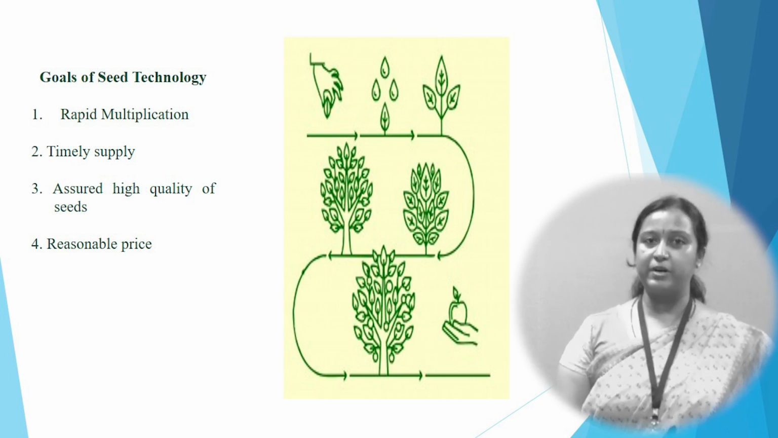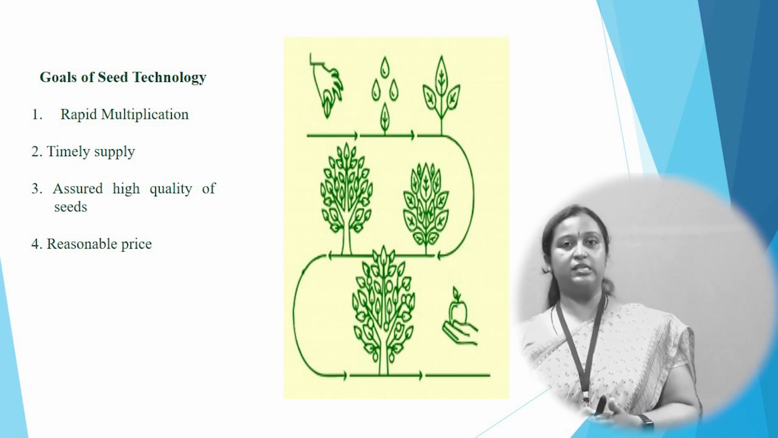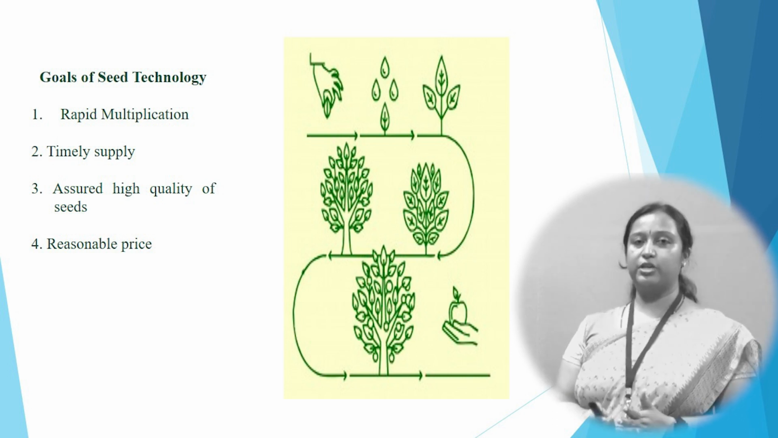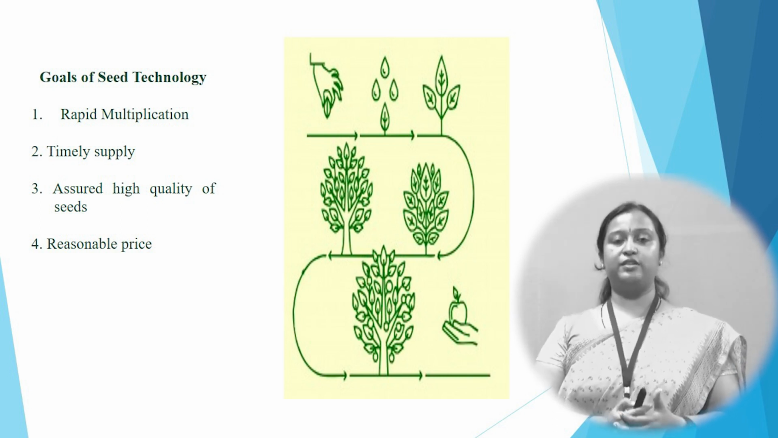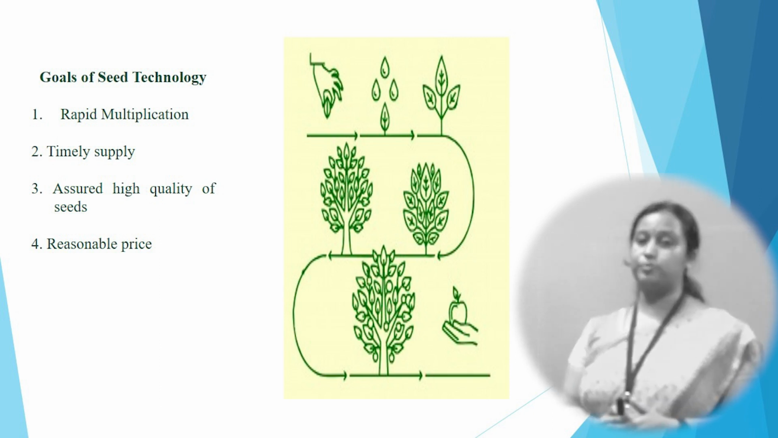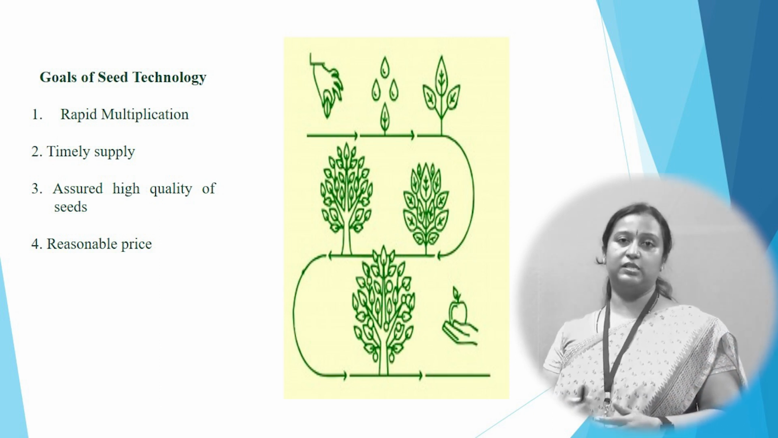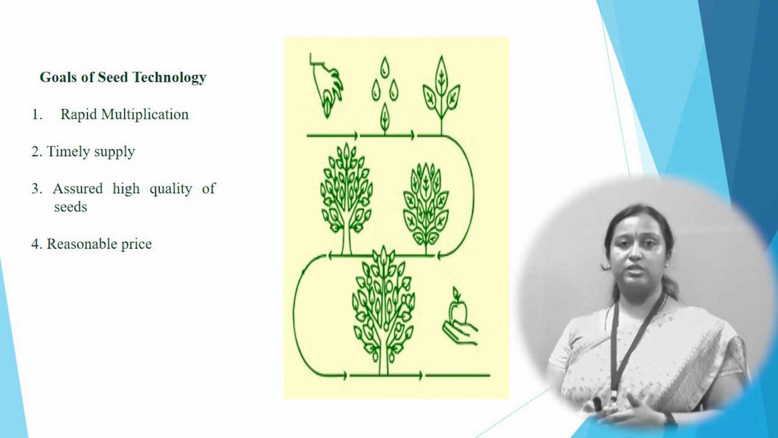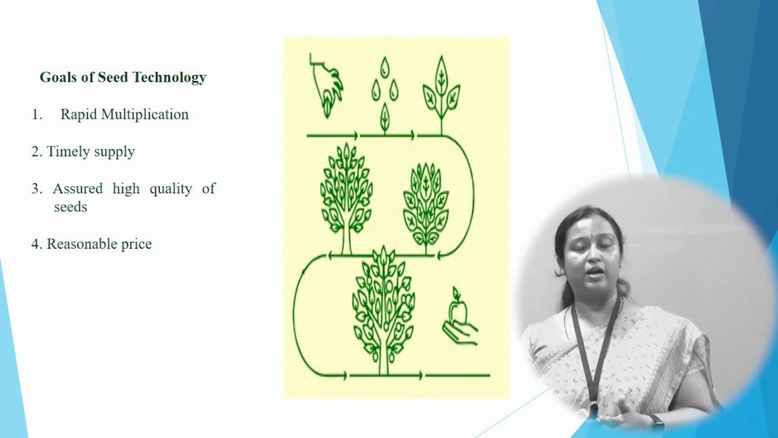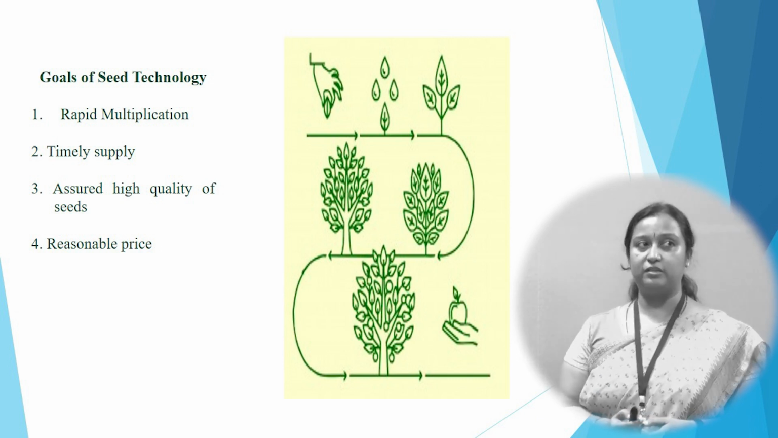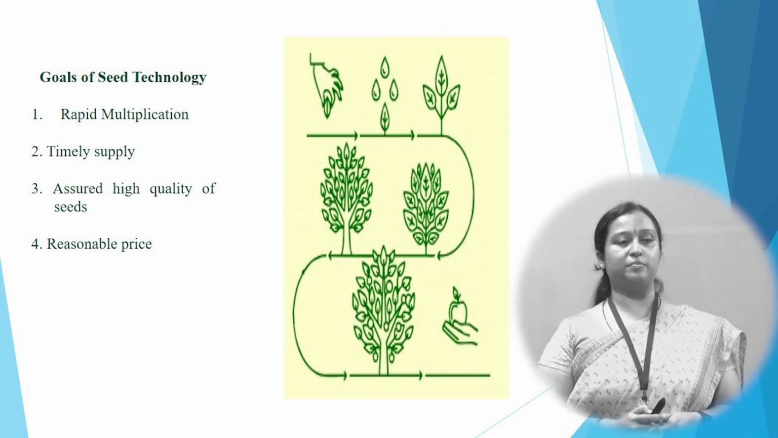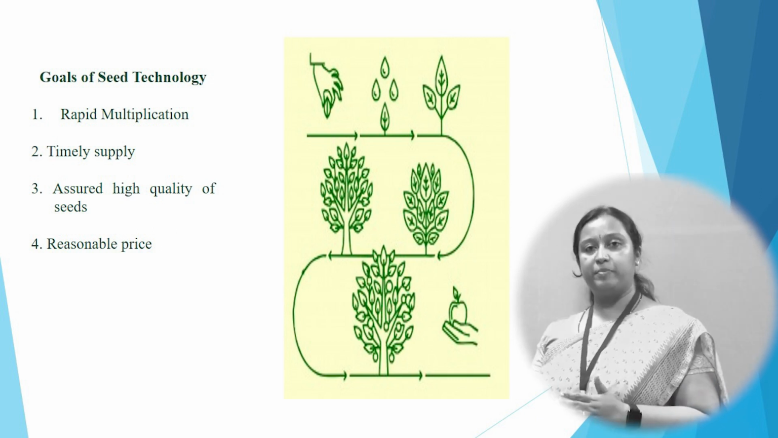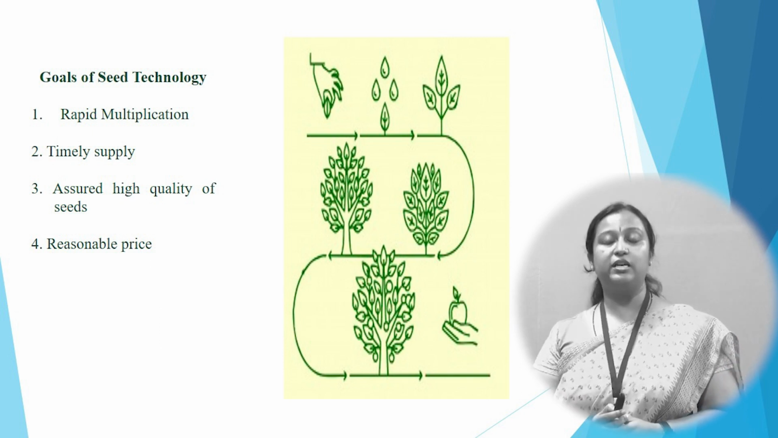The major four goals of seed technology are rapid multiplication, timely supply, assured high quality of seed, and reasonable price. Rapid multiplication is the major means in plants' asexual reproduction. In sexual reproduction, seeds are produced, more than 100 seeds per plant, and each seed has the ability to give rise to a new plant. It has the totipotency to develop into a new complete plant with certain environmental factors. Seed technology also plays a major role in rapid multiplication and in providing the seed materials required by the farming community or by the market on time.